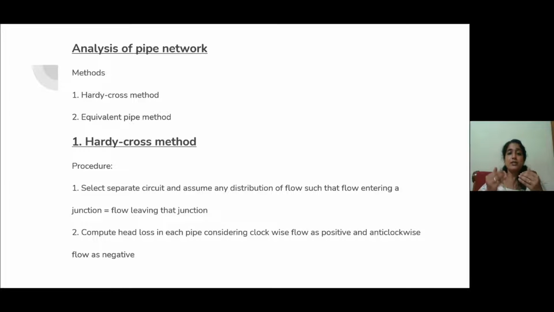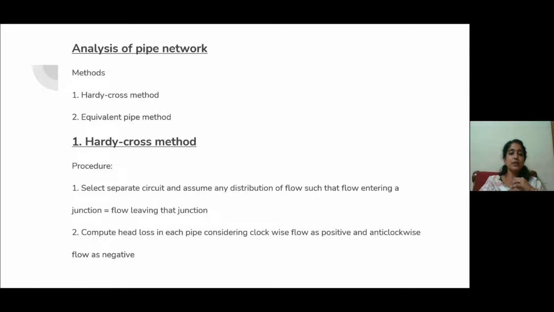For this, we assume a particular discharge through the pipe, and after this assumption, the correction is calculated. After all these corrections, we fix the discharge through that pipe, and according to this discharge, we calculate or design the diameter and the length of the pipe in the pipe network. For this, we accept two methods, that is, the Hardy-Cross method and the equivalent pipe method. First, we will go through the Hardy-Cross method.